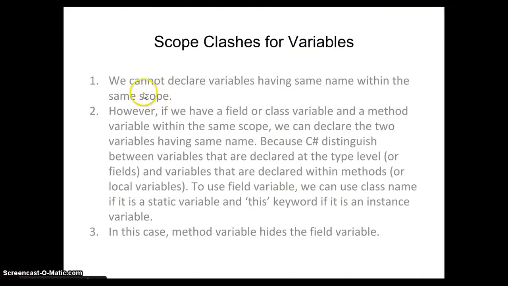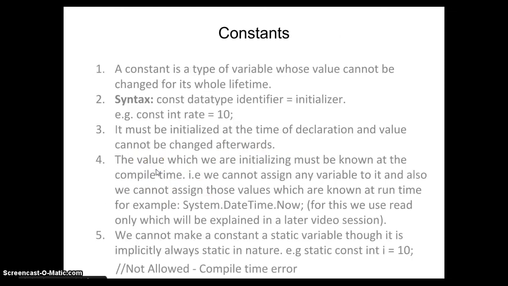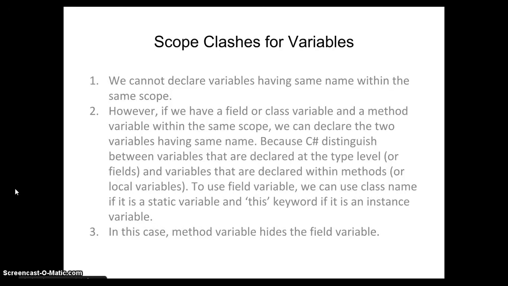So, scope clashes: we cannot declare variables having the same name within the same scope, as we just saw. However, if we have a field or a class variable and a method variable within the same scope, we can declare the two variables having the same name, because C# distinguishes between the two variables. So we can say that C# has a mechanism to distinguish between the class variables and the method variables.